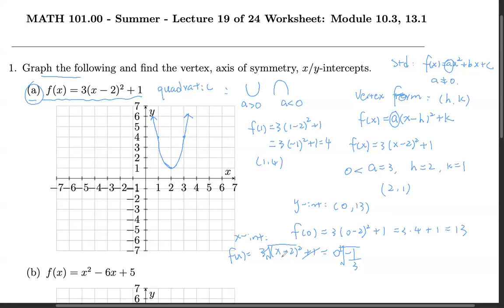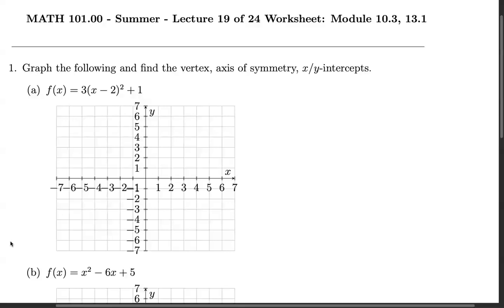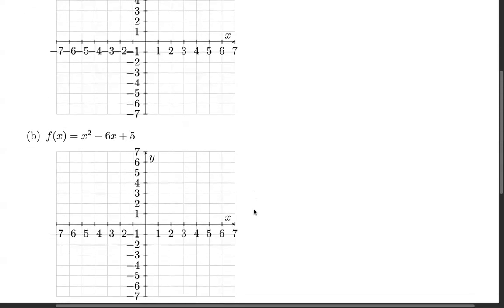We don't really have to solve for the x-intercept in this case. Because a, the leading coefficient, is positive, we know the graph goes upward. And we already have the vertex. So we don't really have to try to find an x-intercept. Let's see B.